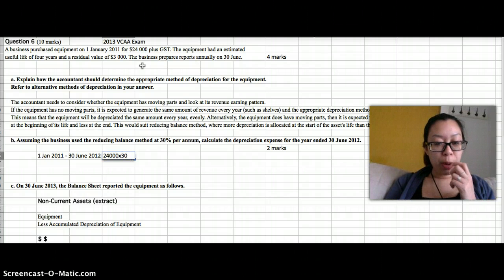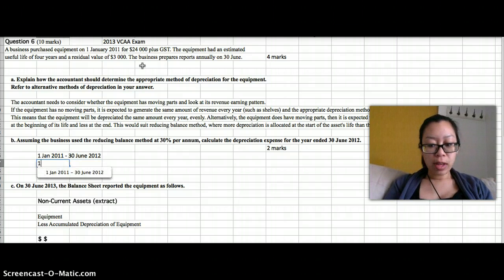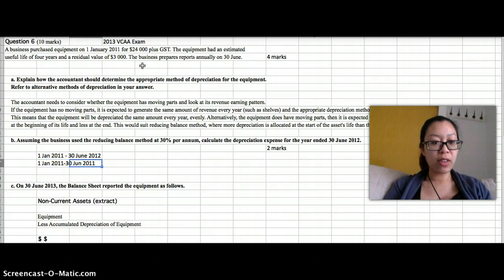Now they prepare reports annually. So for the first financial year, they only had the equipment for 6 months because they bought it on the 1st of Jan. So if you look at it like this, 1st of Jan 2011 until 30th of June 2011, they've only had it for 6 months, right?